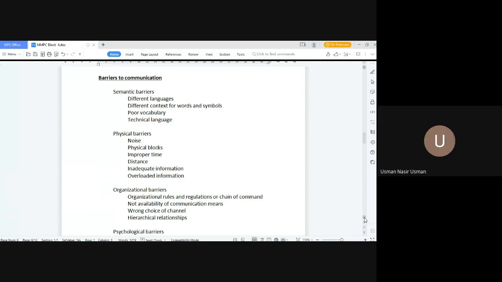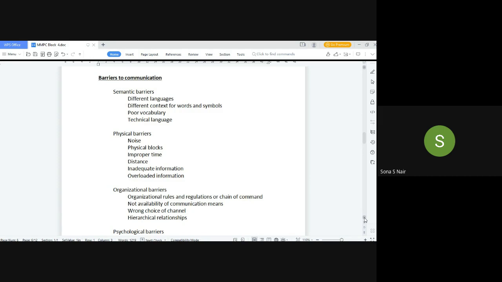Yes, ma'am. Right. So we have the semantic barriers, which are basically related to languages. Semantic is related to language. Semantic barriers could be the sender and the receiver do not understand languages. They understand the language, but the context for words and symbols is possibly different. Someone of them has poor vocabulary and uses technical jargon which the other person does not understand.